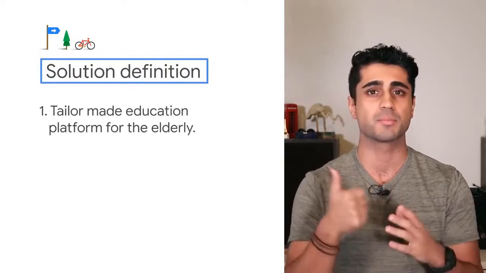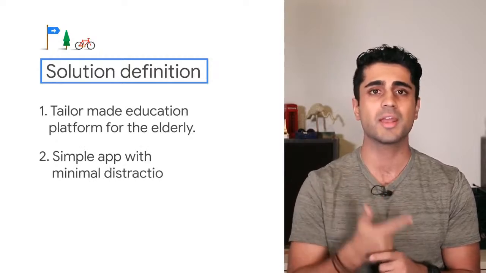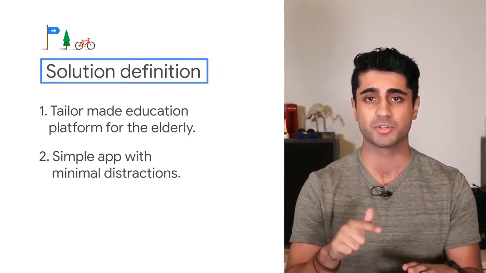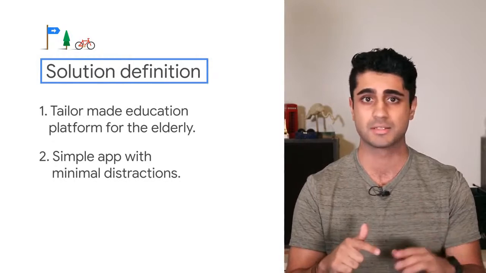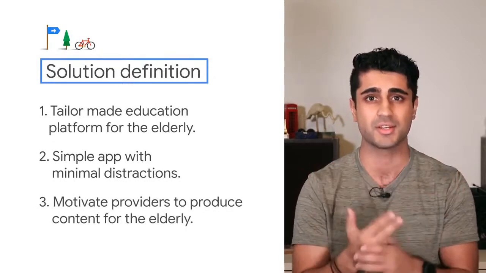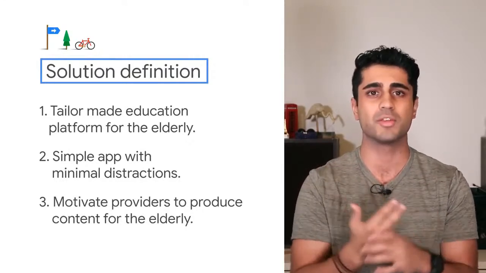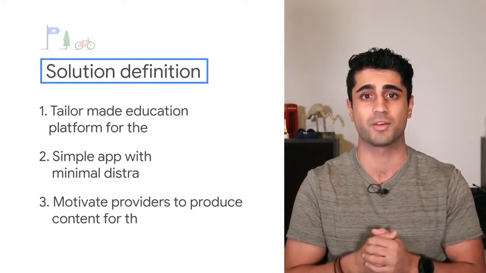Also during the design sprint, we define the solution as: 1. Build a platform that supports the niche market of elderly education. 2. The client app should be simple to navigate and has minimal distractions, like notifications or ads. And 3. Course providers can produce content specifically designed for the elderly, possibly by the elderly, thus providing a revenue stream to a usually underserved demographic.